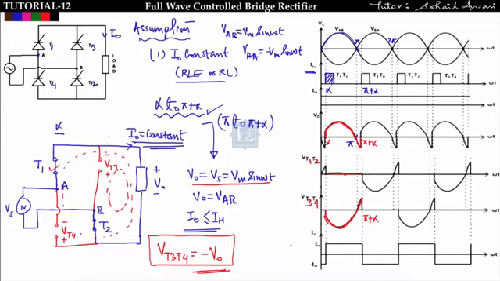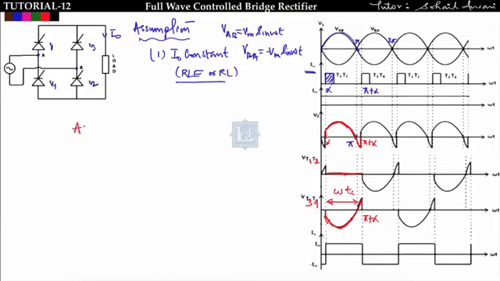If I ask you what is the circuit turn off time, then circuit turn off time is defined as the time for which the thyristor is in reverse bias. So here the thyristor is reverse biased from alpha to pi only. This is the circuit turn off time. So circuit turn off time will be (pi minus alpha) upon omega.